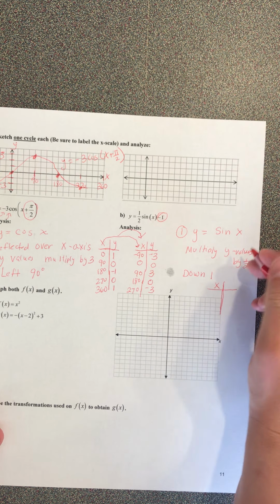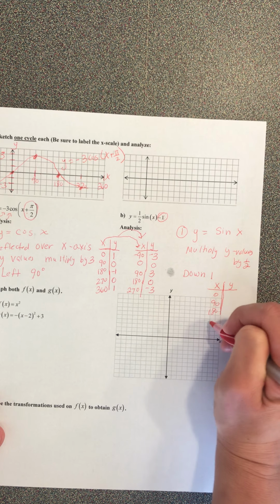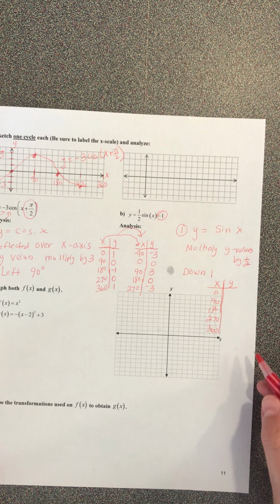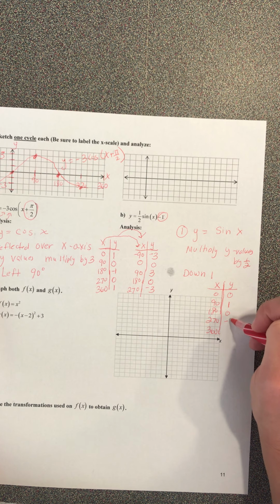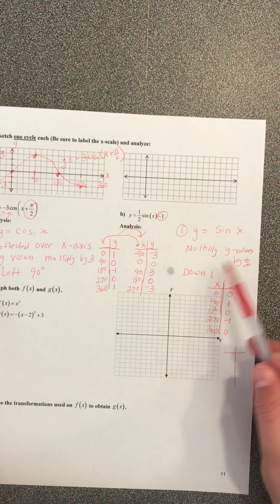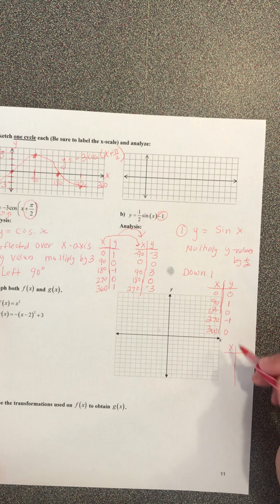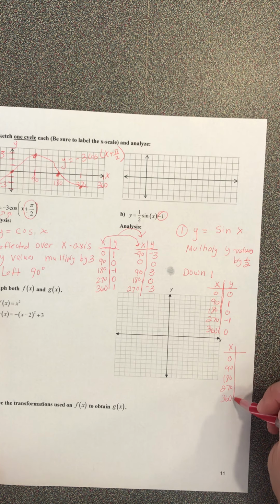So we're going to start with our key points. With sine, we have 0, 90, 180, 270, 360. And with sine, we start at 0, we go to 1, back to 0, -1 to 0. So both of these affect only the y value, so all your x values are going to be staying the same. So we have 0, 90, 180, 270, 360.